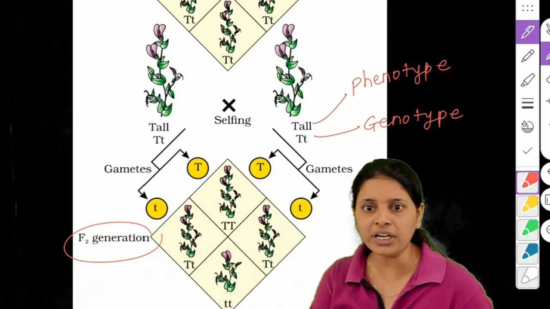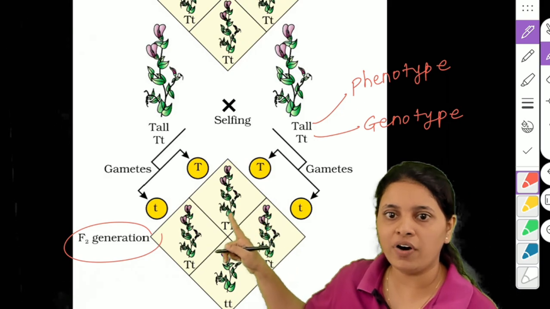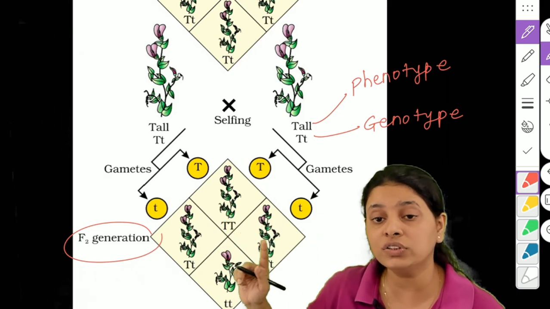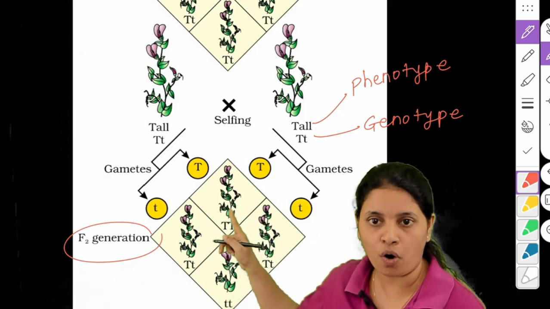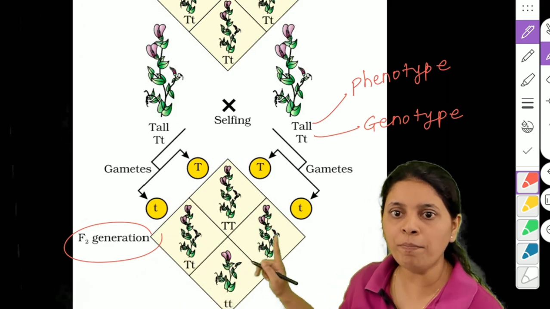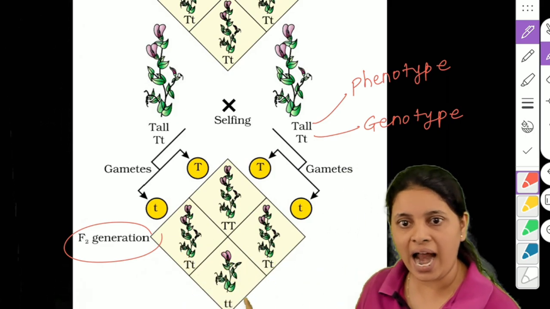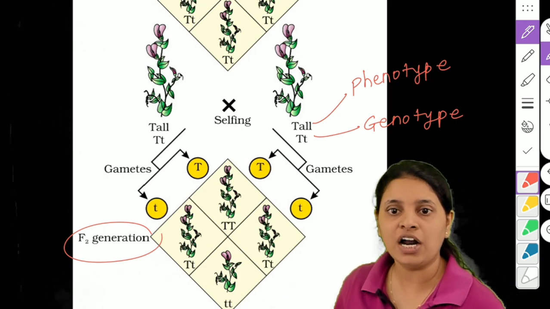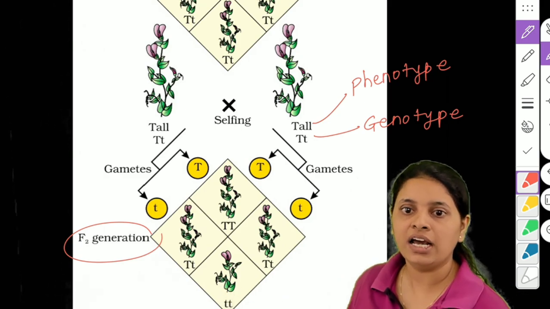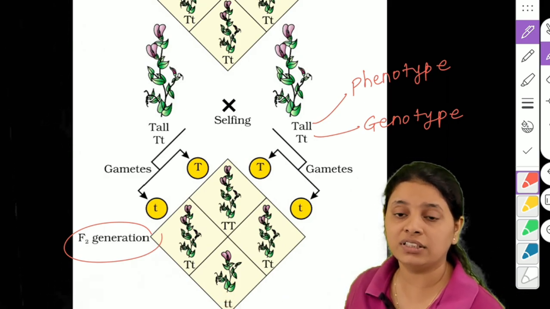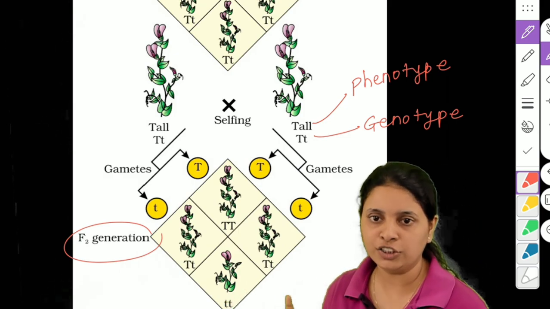And genotype wise, what can we see? There is one plant which is homozygous, that is pure tall. Then there are 2 plants which are hybrid, heterozygous, tall, and this last plant is dwarf. And genetically, genotypic ratio means we have to see the genetic makeup. There is only one plant with small t.